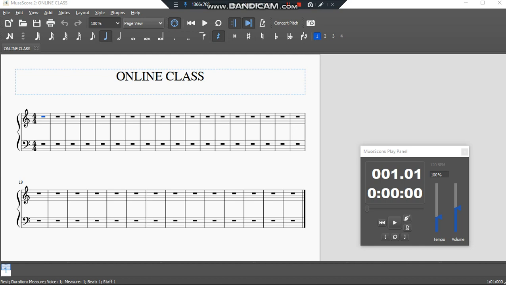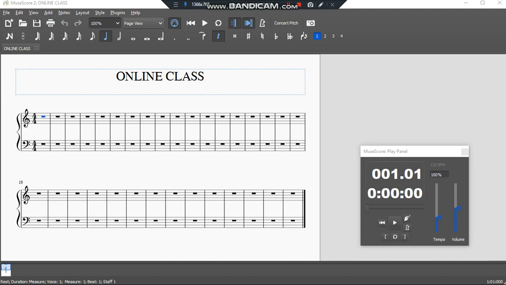The first thing to start is to know that in music we use the first 7 letters of the English alphabet, which are A, B, C, D, E, F, and G. This is what we'll be using to represent whatever is here.